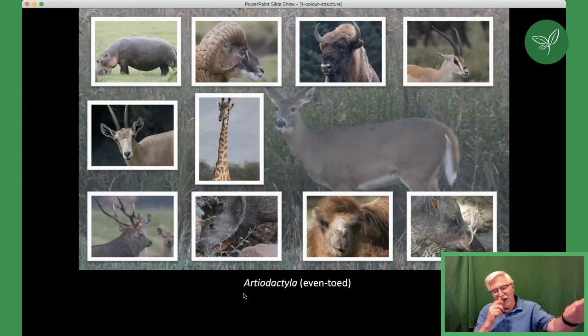Now, the hippo is in here. The hippo should not be in here because recent DNA studies that have come out since I first worked on this have shown that it is not a member of this family at all. It is actually closely related to the whales. However, it was originally included in this group because of the number of toes. So we're evolving our understanding.